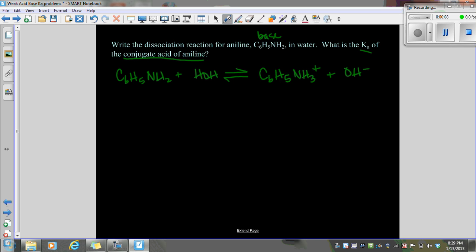If I've lost my floating tools, I apologize. I don't know where they are, so we're not going to have any fun colors.